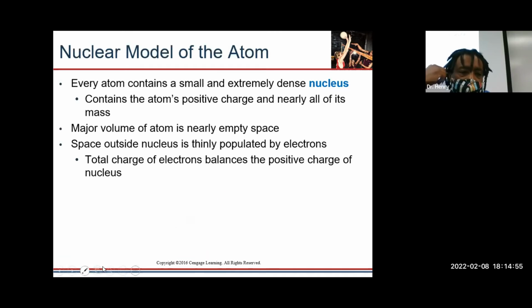So protons are positively charged. So it has a +1 charge that's going to be associated with it. And the symbol that we use for protons is P superscript plus. P plus.